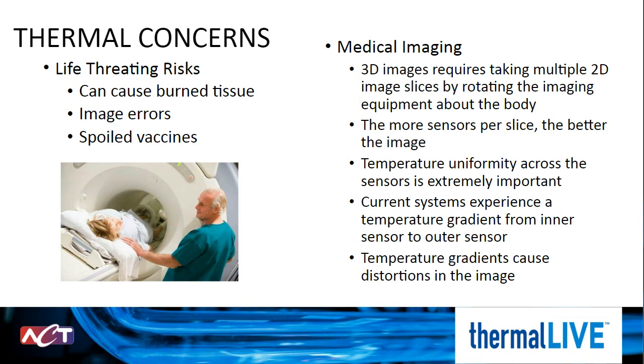So in this case study, we're going to actually talk more about the medical imaging tools. Now, the way these tools work is they take 3D images by taking multiple two-dimensional images or slices and rotating the machine around the body. The more sensors per slice, the better the image. Now, these sensors require temperature uniformity. The more uniform the temperature, the more in focus the image appears. And any temperature gradient will cause distortions.